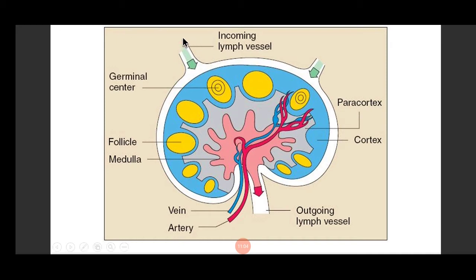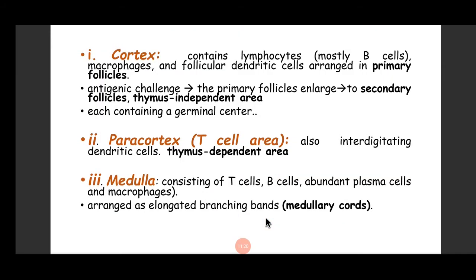Besides this, the lymph node receives lymph through incoming lymph vessels, and there are outgoing lymph vessels through which the lymph goes to the lymph channel and into the circulation. The cortex contains lymphocytes, mostly B cells, present in primary follicles. Once they encounter antigen, they start proliferating, and the primary follicle converts into a secondary follicle, which has a germinal center.